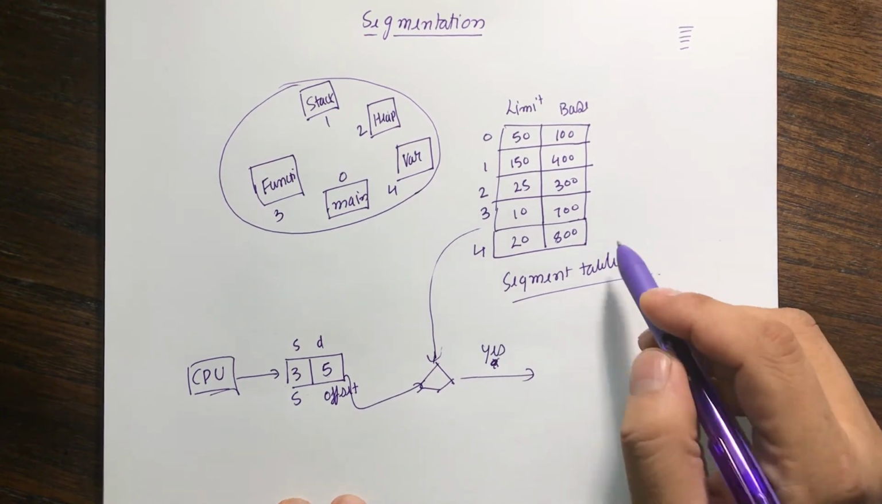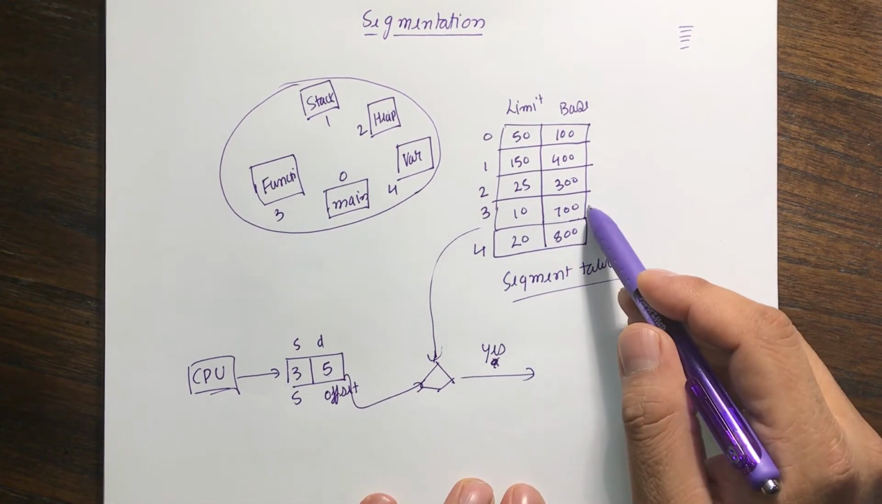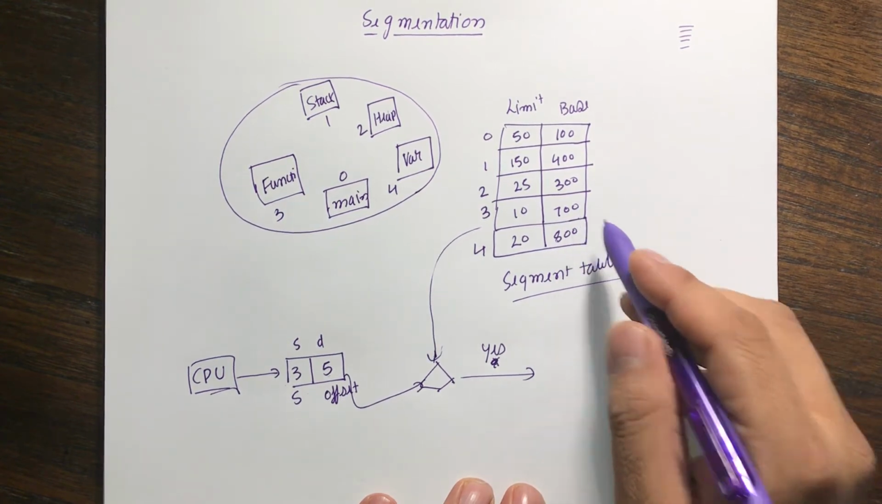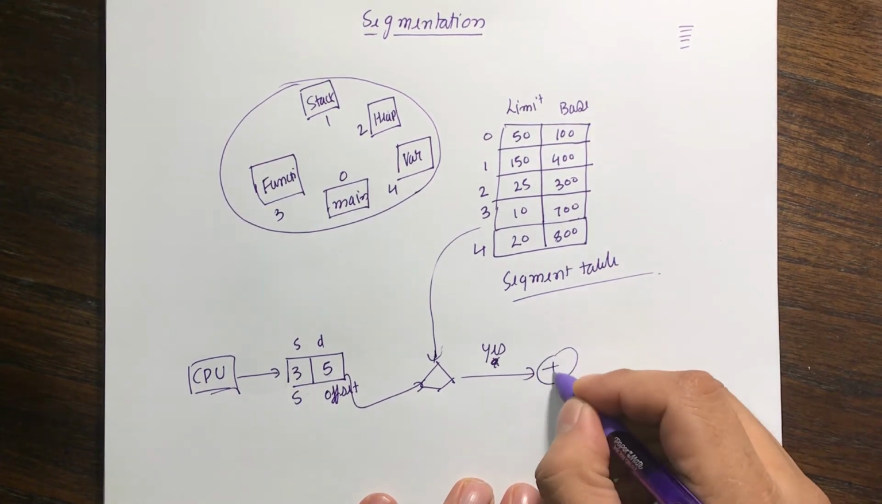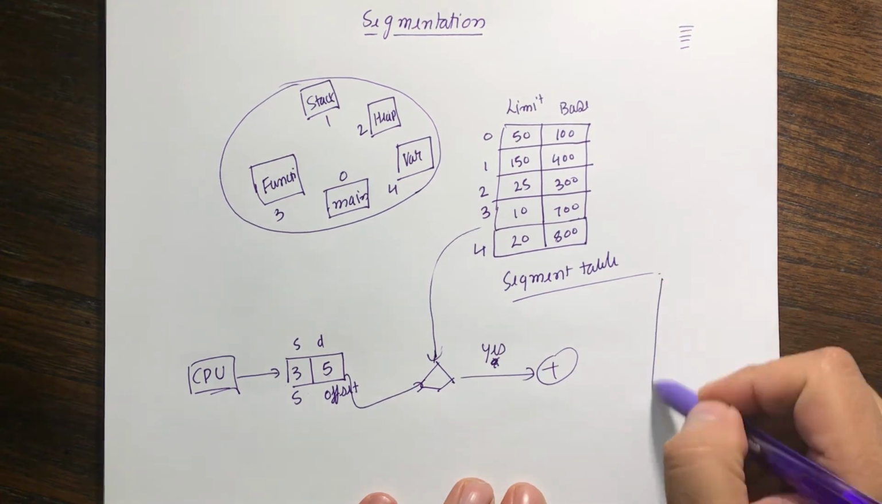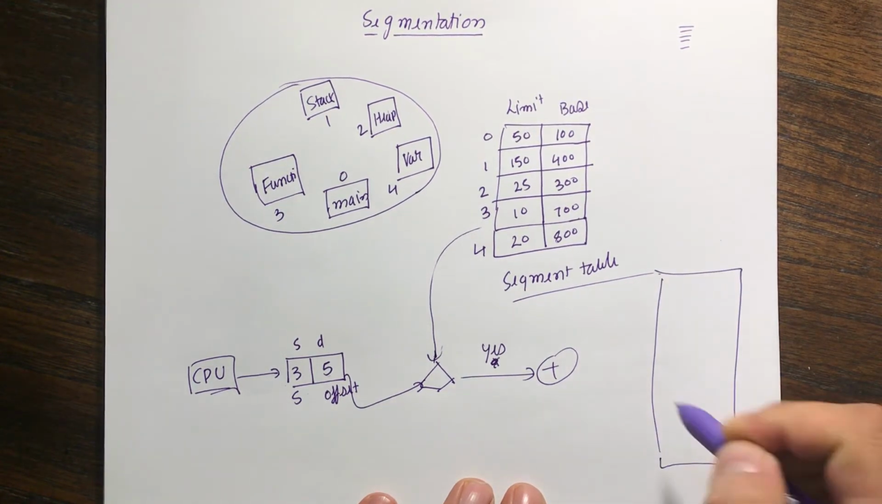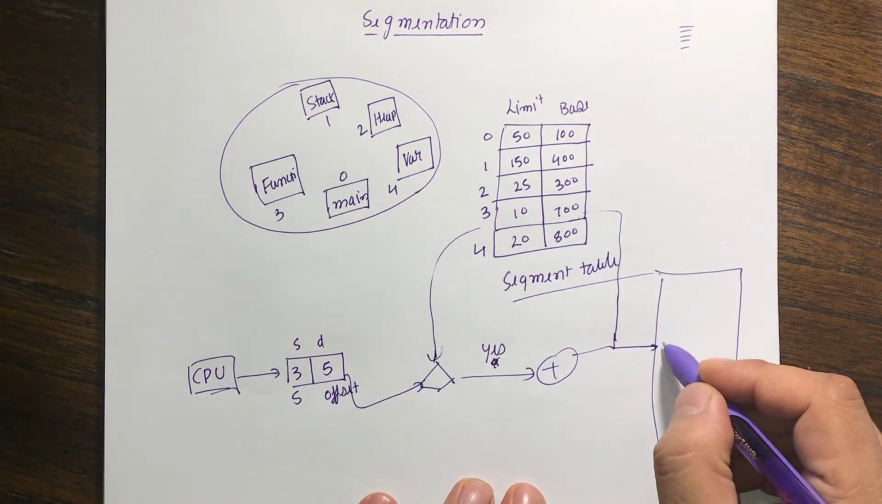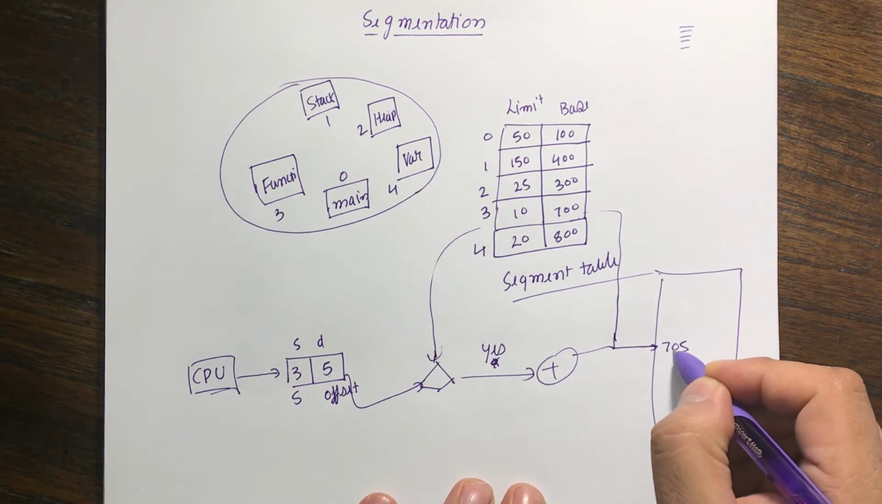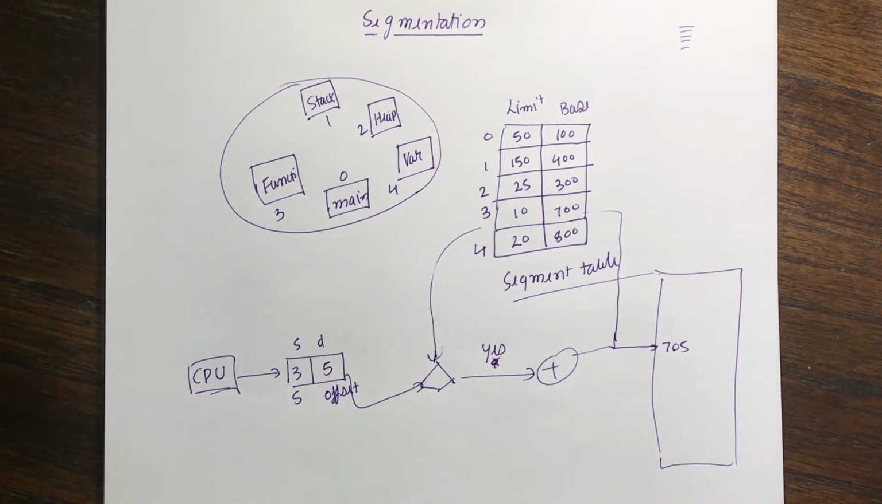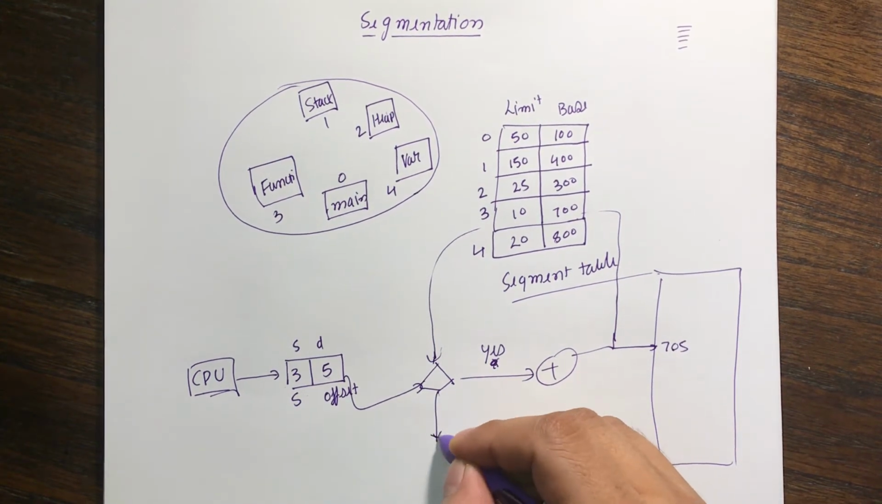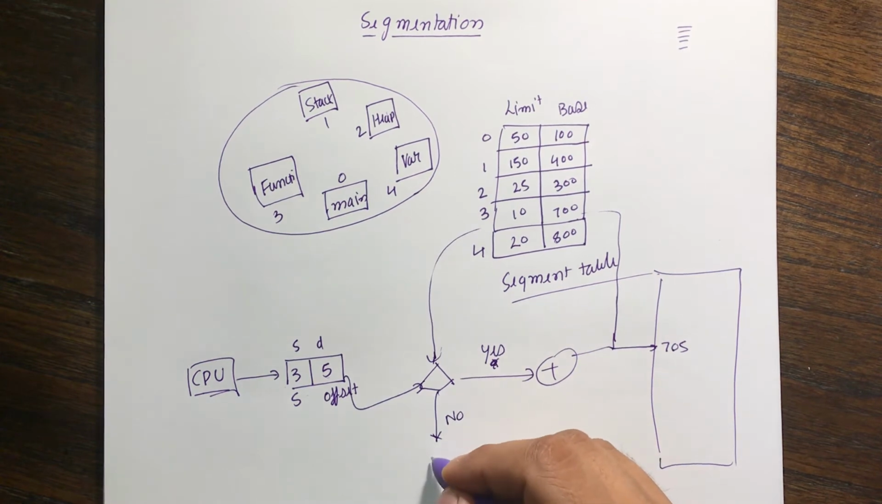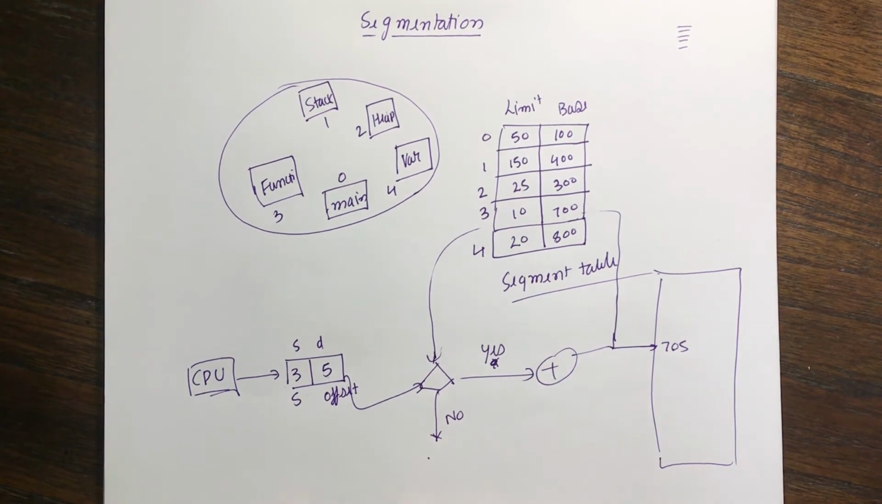Then I will figure out where the base address is. The base address is 700, so I will add 700 plus 5. It'll be 705. The memory location would be 705, and I will get the address from here and give the value. If my offset is not correct, then there will be an address trap, the address will be wrong, and the OS will take care of it.